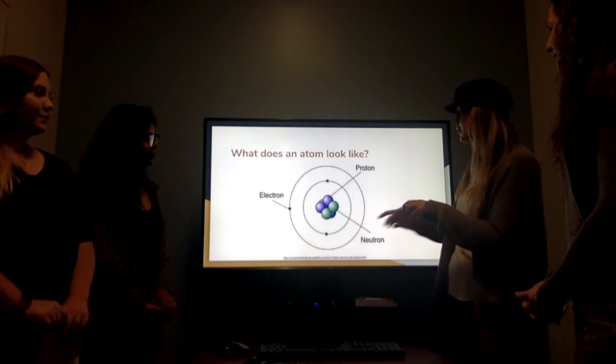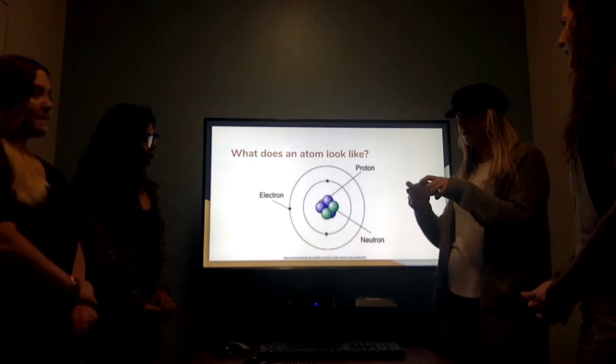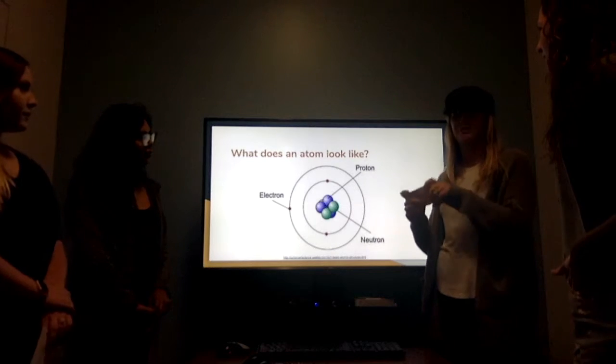Neutrons accompany protons in the nucleus. As you can see here, the protons are purple and the neutrons are green, and they're about the same mass as protons but have no charge, electrically neutral.